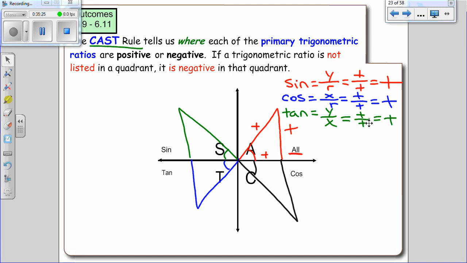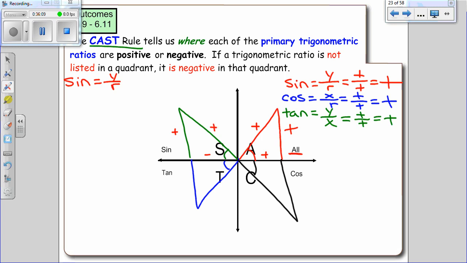Okay. Coming over here into quadrant 2, we're going to look at the ratios. So, the sine ratio is y divided by r. Looking in quadrant 2, what would my y value be? It would be positive, right? Because we went up. What would my x value be, though? My x value would now be a negative because I went to the left. And r is always positive. So, in quadrant 2, sine is y over r. My y value is positive. My r is positive. That means sine is positive.